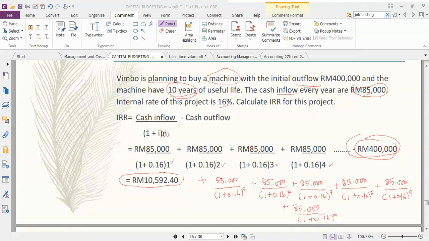Kalau nak buat the power of 10, you kena tekan yang ni dulu. Okay, 1.16 the power of 10. Buat macam ni. 1.16 power of 10. So you akan dapat jawapan dia lah. So you akan dapat tu 4.411. Barulah you divide dengan 80,000. You will get 19,000 something.